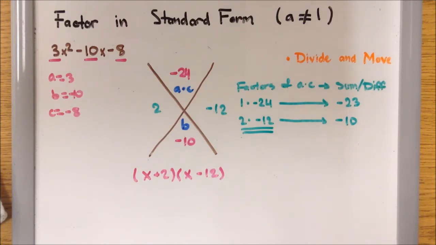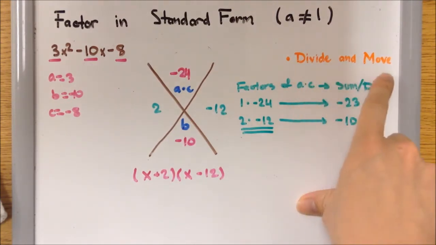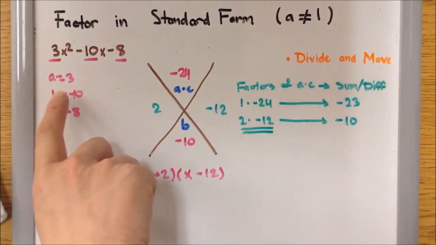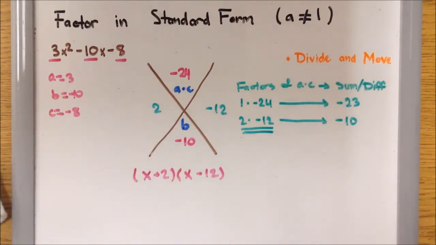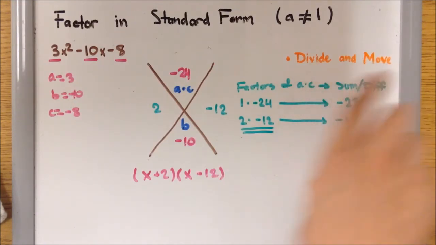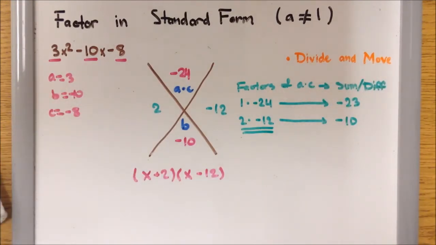Alright, after you finish factoring, what we're going to do is divide and move. You only do this when A is not 1. So I repeat, we're going to divide and move because A was not 1. So we're going to divide by the A value, 3, divide by 3. So the one that we can divide, we can simplify. So negative 12 divided by 3, it will be x minus 4.